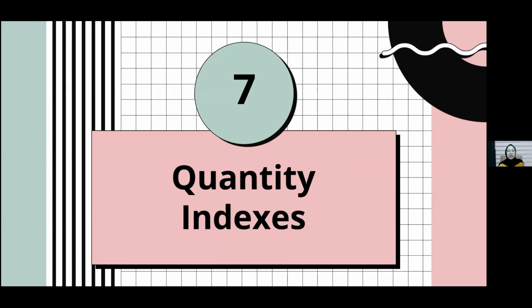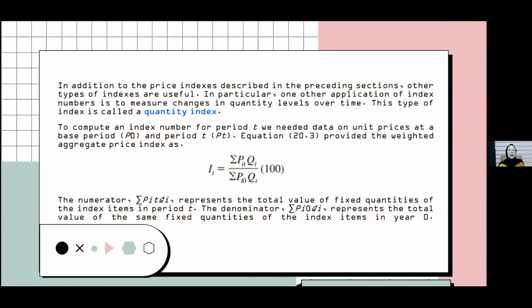Next, quantity indexes. In addition to the price indexes described in the preceding section, other types of indexes are useful. In particular, one other application of index numbers is to measure change in quantity level, or a quantity index. To compute an index number for period T, we need data on unit price at a base period and period T. This is the formula.